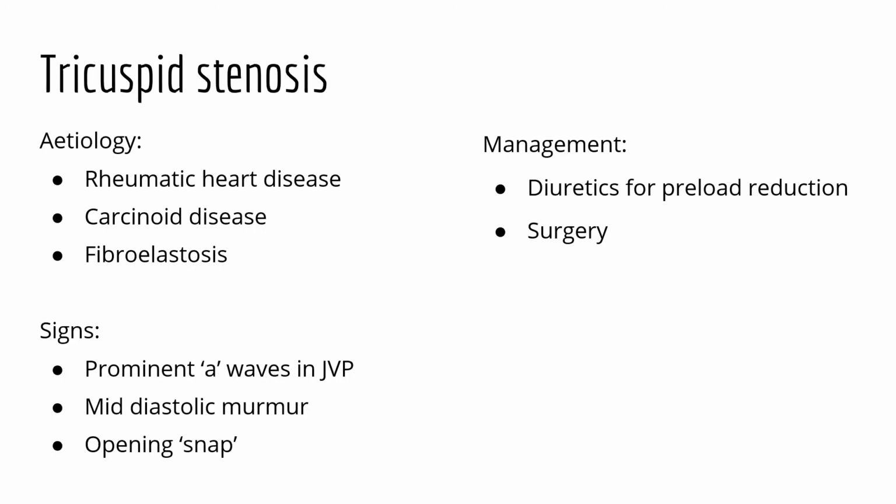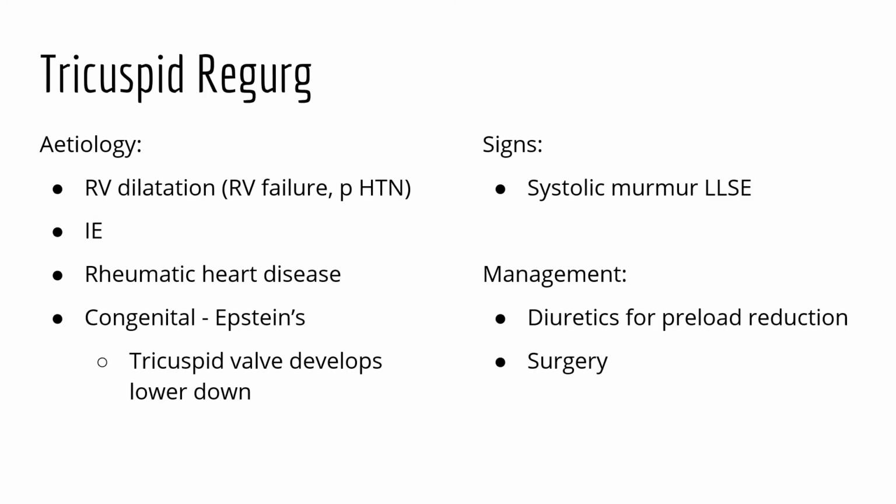So tricuspid now, starting with stenosis. Its etiology is typically rheumatic heart disease, carcinoid disease, or fibroelastosis. On examination, we might see prominent A waves in the JVP, a mid-diastolic murmur, and an opening snap sound. In terms of management, we can give diuretics for reduction of the preload, but ultimately surgery is how we're going to alleviate the patient's symptoms.